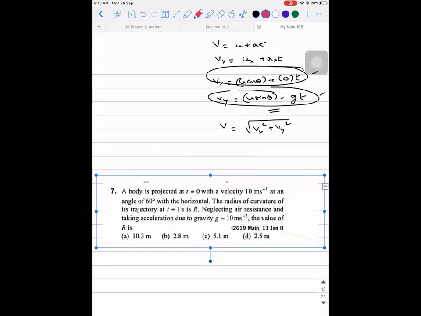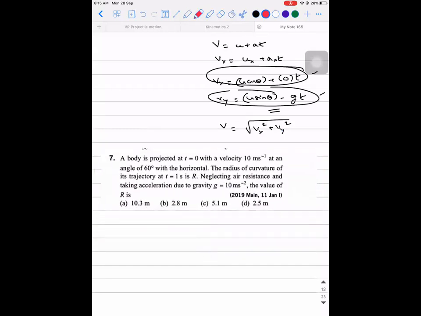There is an object which is projected at t equal to 0 with a velocity of 10 meters per second at an angle of 60 degrees. So what is the data given? Solution: u is equal to 10 meters per second, theta is equal to 60 degrees with the horizontal. The radius of curvature of its trajectory at t equal to 1 second is R. Neglecting air resistance and taking g as 10 meters per second squared, the value of R is?